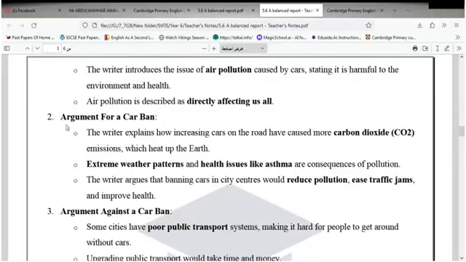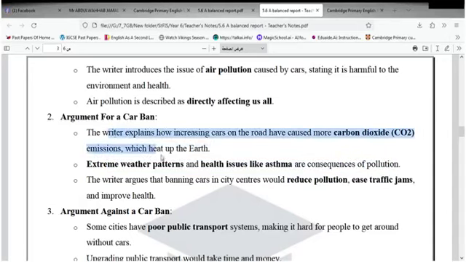And when I go to the arguments for the car ban, the positives, the writer explains how increasing cars on the road have caused more carbon dioxide, CO2, emissions which heat up the earth. Extreme weather patterns and health issues like asthma are consequences of pollution as well.